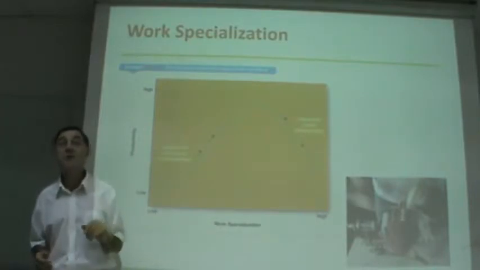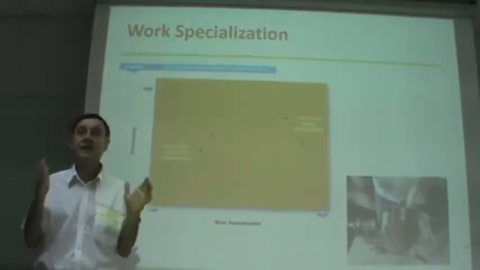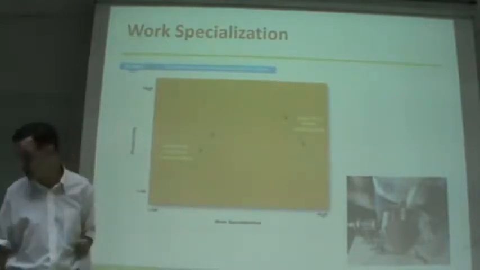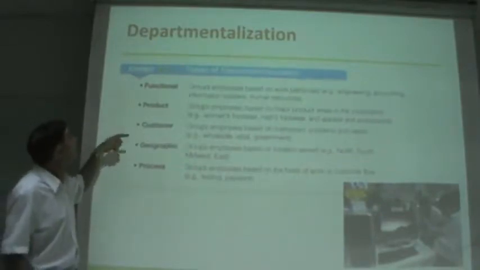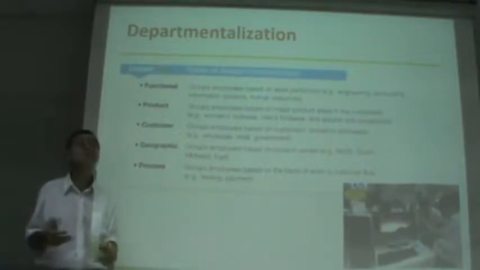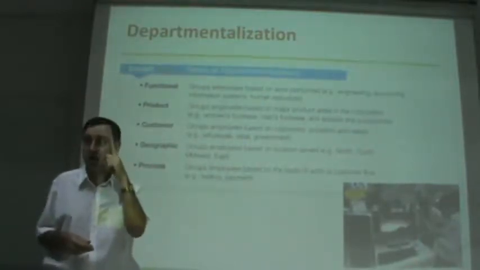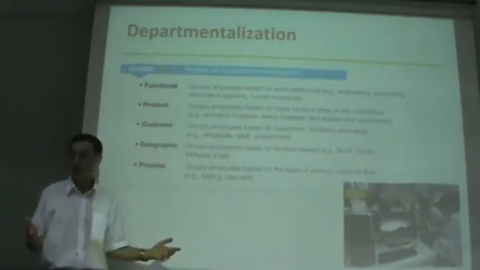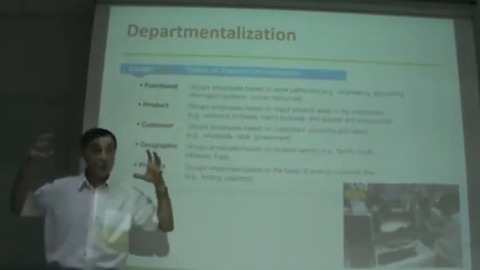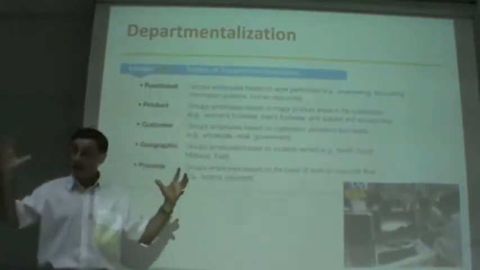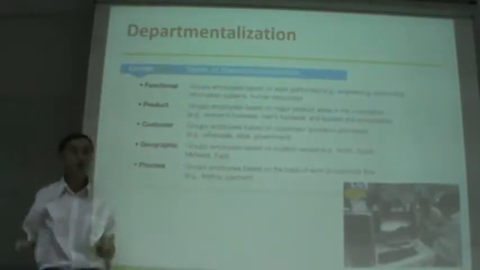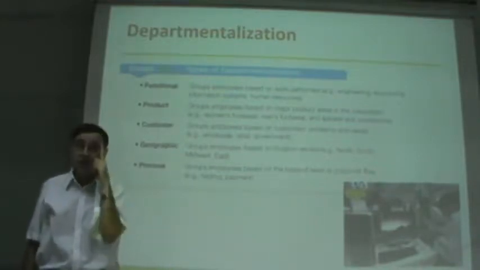So that's on specialization. Modern business is based on specialization and division of labor. That's number one. Number two is departmentalization. Everything in modern organizations, including government, is based on departments. These are particular units inside the organization which have similar responsibilities. This is a little bit more complicated.